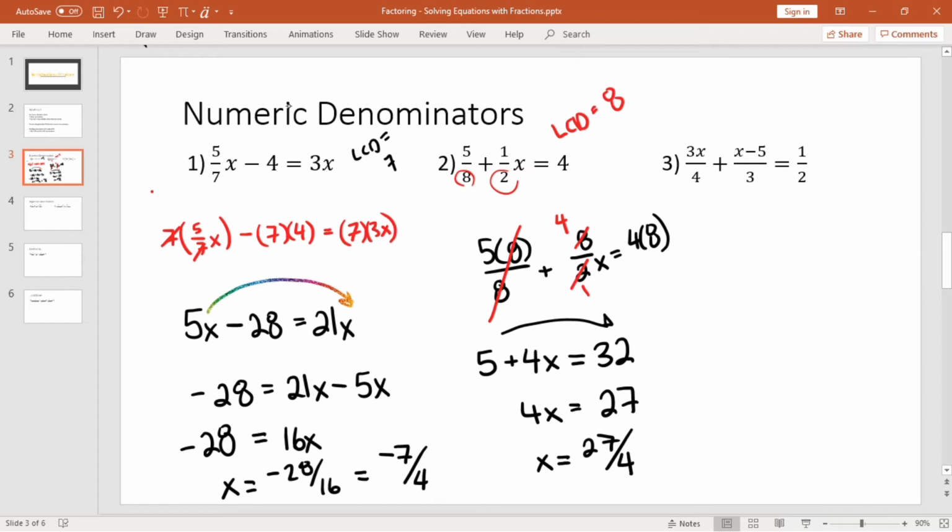And just knowing that 5 plus 4x equals 32 is the same equation as the original question. It's just been multiplied by 8. Like it's 8 times as large, but same equivalent. All right, let's look at number 3.